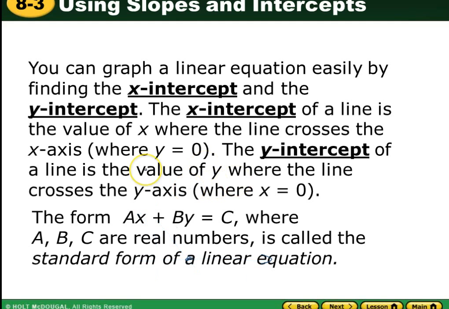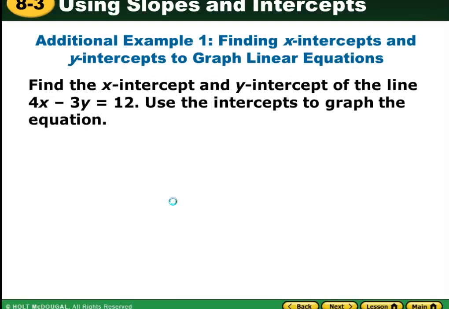So we have this formula right here that you guys have to become familiar with. It is ax plus by is equal to c, and this is called the standard form. We will use it in this video lesson to find the x and y intercept. Alright, so here we have a line written in standard form, 4x minus 3y is equal to 12, and we need to find the x-intercept and the y-intercept.